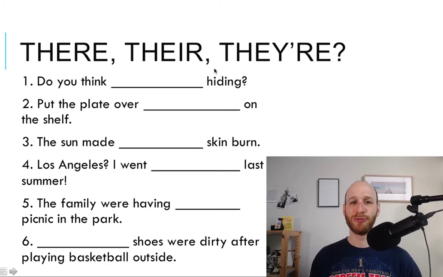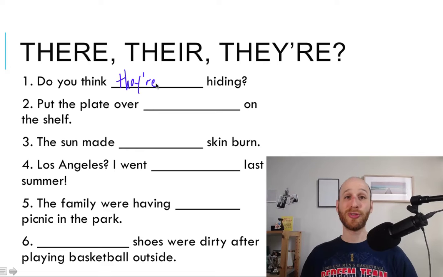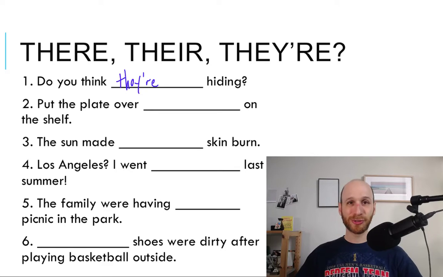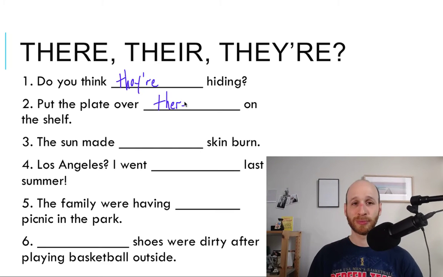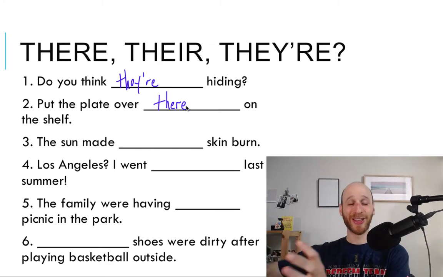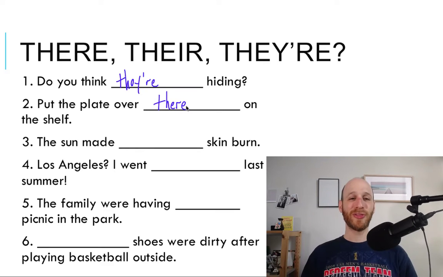First sentence: do you think blank hiding? Do you think they're hiding? Because we would say, do you think they are hiding? So we're just making it more conversational, less formal, using the contraction. Number 2, put the plate over blank on the shelf. Now this sounds like a location, a direction of where in space to put this. Put the plate over there. It's location specific.